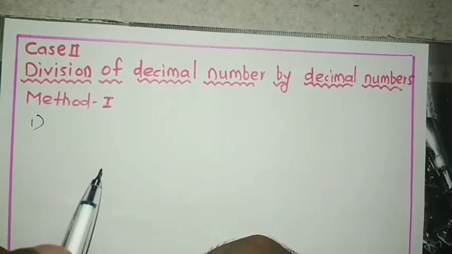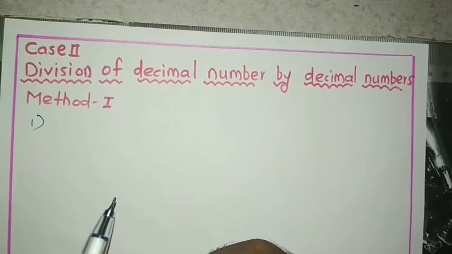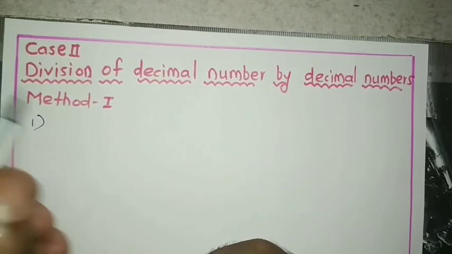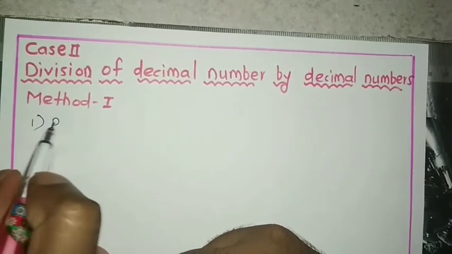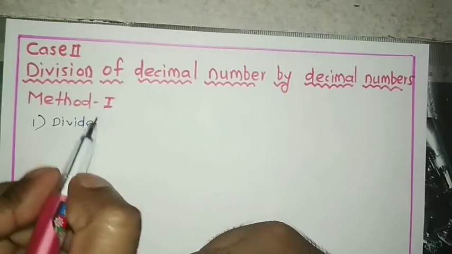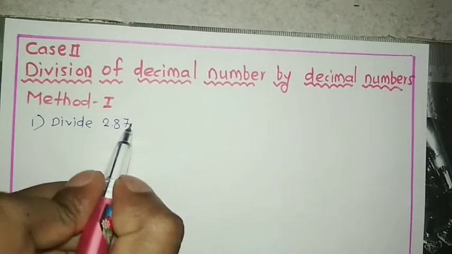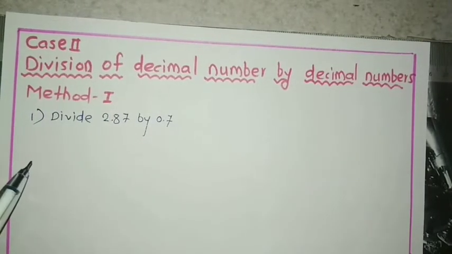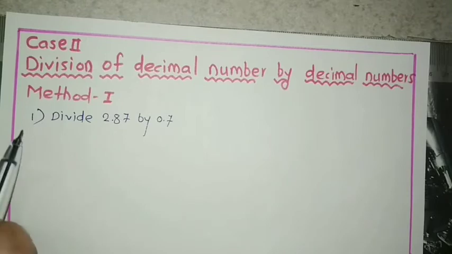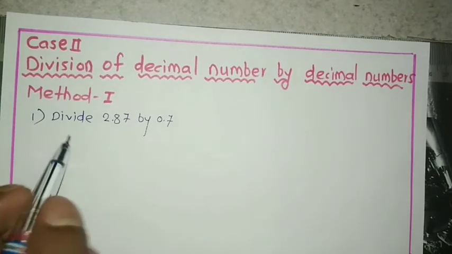So we have to see the division of a decimal number by a decimal number. In that, we solve by the first method. How do we solve this division? The first example is divide 2.87 by 0.7. The first step is to convert the divisor into a whole number by multiplying the divisor and dividend by 10, 100 or 1000, etc. Once the divisor converts into a whole number, now use the method of dividing a decimal number by a whole number. So I solve this example.